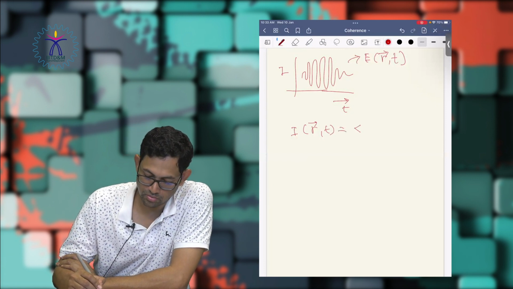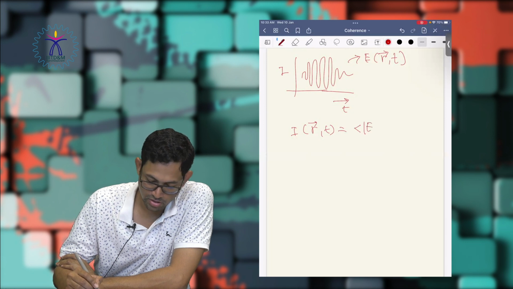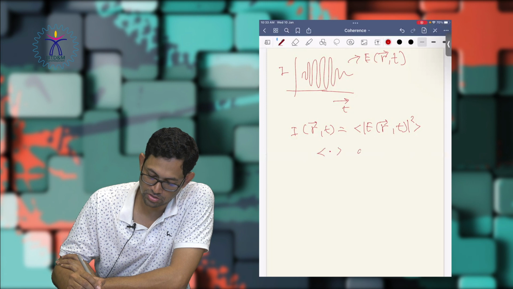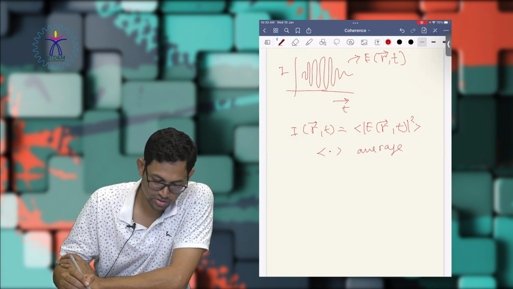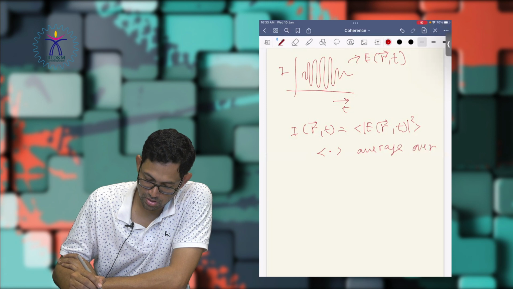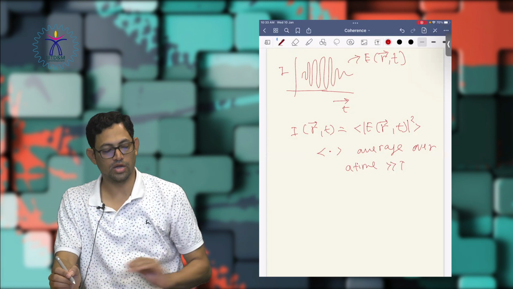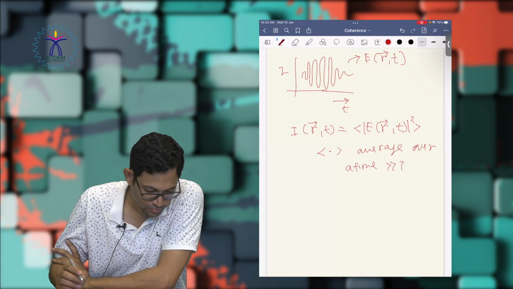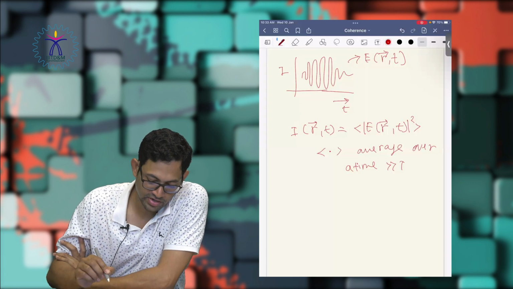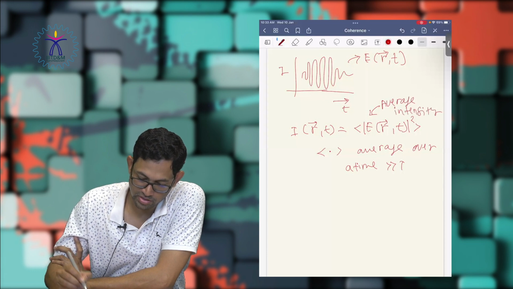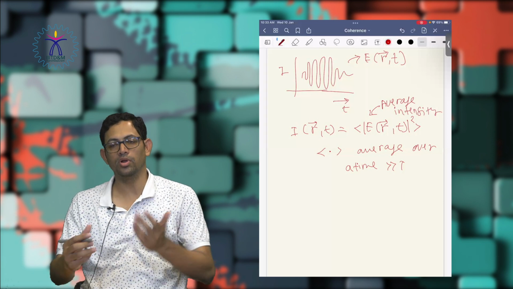That is nothing but, now this is the definition of average. So when we talk about something like this, this denotes the average over a time which is very, very large compared to capital T. Now this is the average intensity. So let me just write that this is the average intensity. Now we also want to know what a temporal average is.